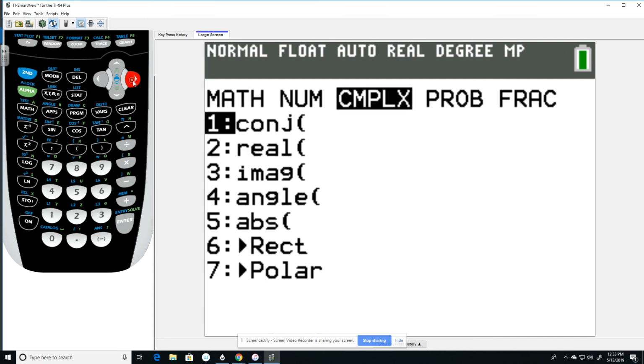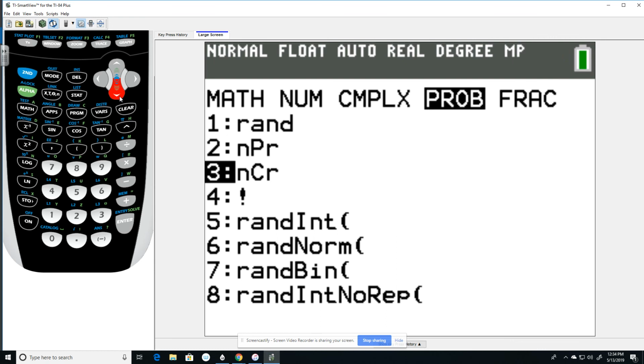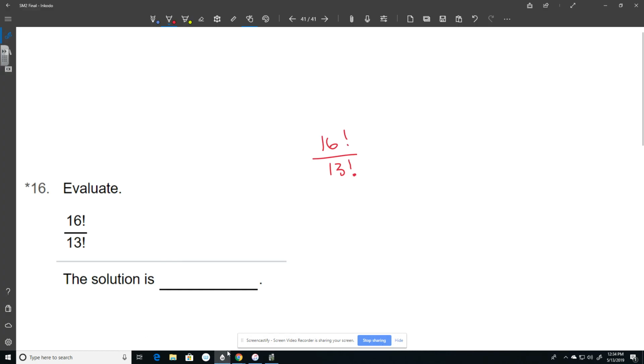Math, probability. So 16 factorial divided by what? 13 factorial. Plug that in the calculator. You'll get the correct answer. I think some of the other classes did this by hand. They never saw how to do it in the calculator. So you should have a little bit of a head start there.